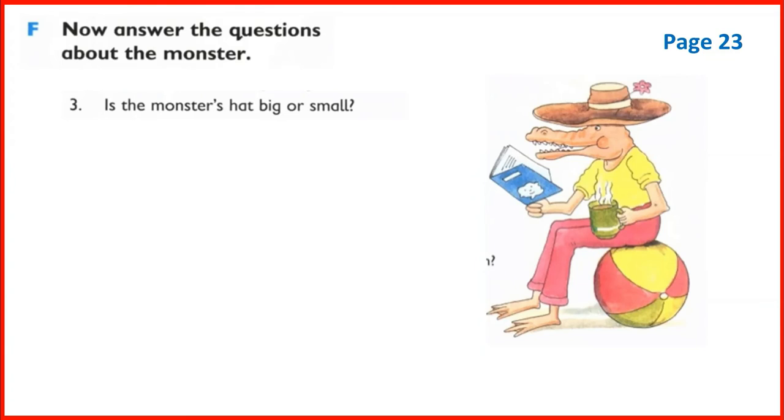Number 3, is the monster's hat big or small? This is a hat. Okay, monster's hat, and you know this is big. Yes, so you write here it is big. Number 4, is the monster happy or sad? Look at this picture. The monster looks happy. So you write here it is happy.